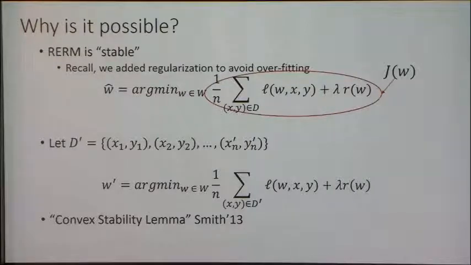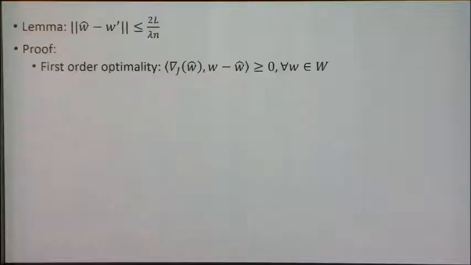And let's say I have another data set D prime that is different from D in only one data point. And for simplicity, we'll assume that only the nth point is different. If we use this data set D prime, then my solution will be W prime. And now by stability, what we mean is we want to bound how much W hat and W prime can differ. And the lemma is that it differs by something like L by lambda n.